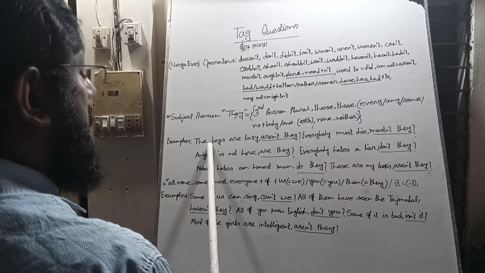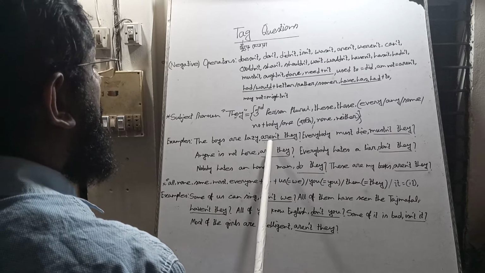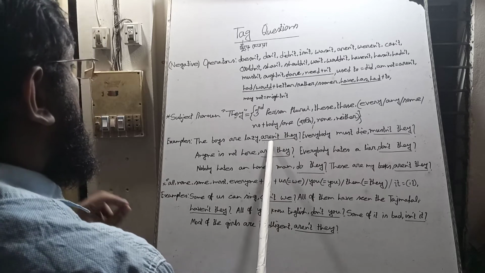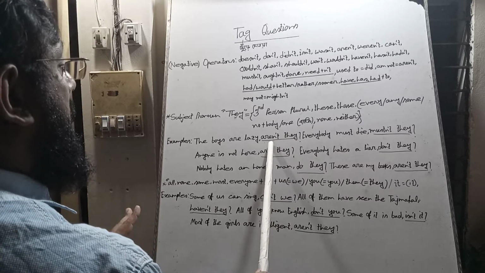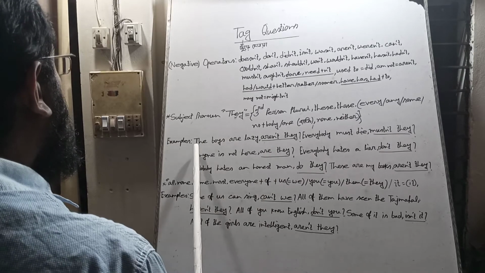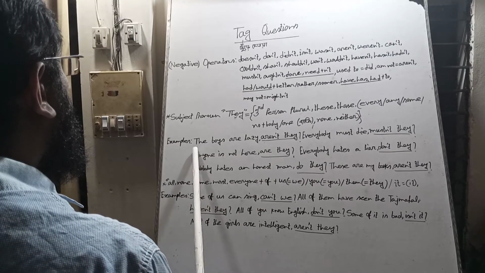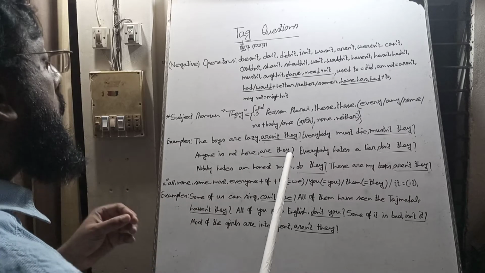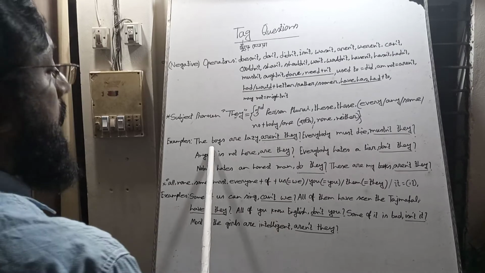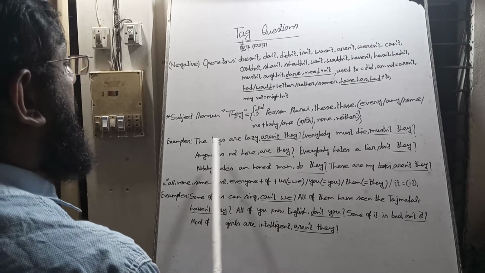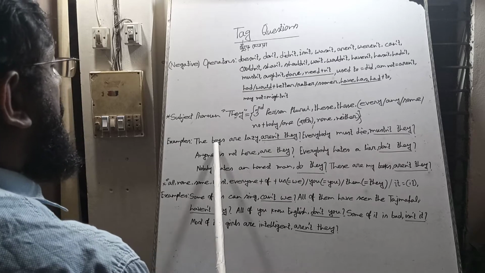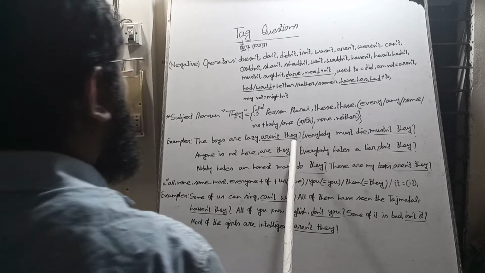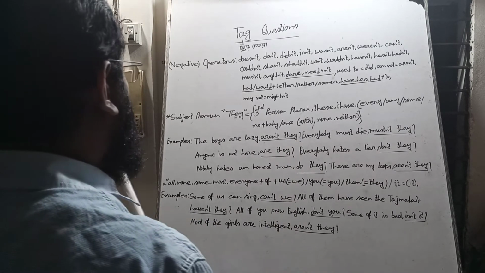The sentence is affirmative, so we will make the tag question negative, so we must bring not as contracted form, aren't. And the subject pronoun is they. Instead of the boys, we use the pronoun they, because the boys is third person plural. Instead of a third person plural noun, we use they. At last, we use a note of interrogation.